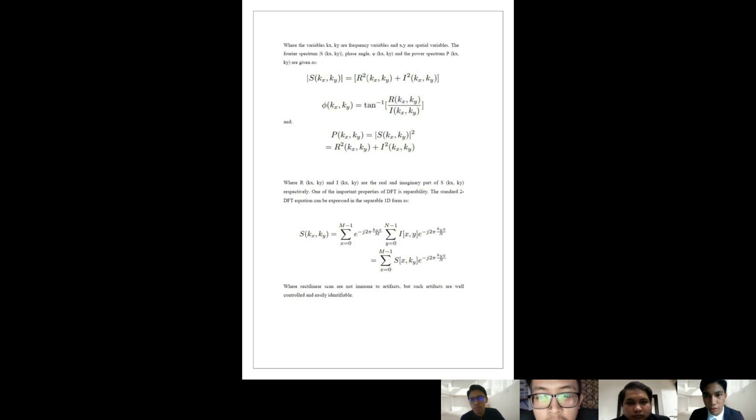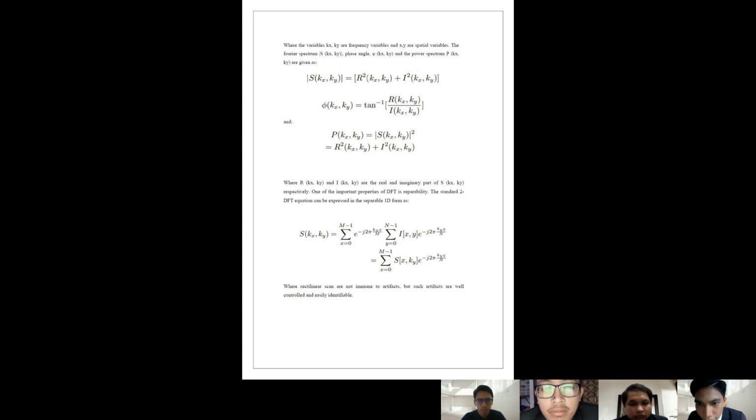The Fourier spectrum S(kx, ky), the phase angle, and the power spectrum P(kx, ky) are given as shown in the formula, where R(kx, ky) and I(kx, ky) are the real and imaginary parts of S(kx, ky) respectively. One of the important properties of the discrete Fourier transform is separability. The standard 2D discrete Fourier transform equation can be expressed in separable form as one-dimensional forms, as in the formula given in this figure.